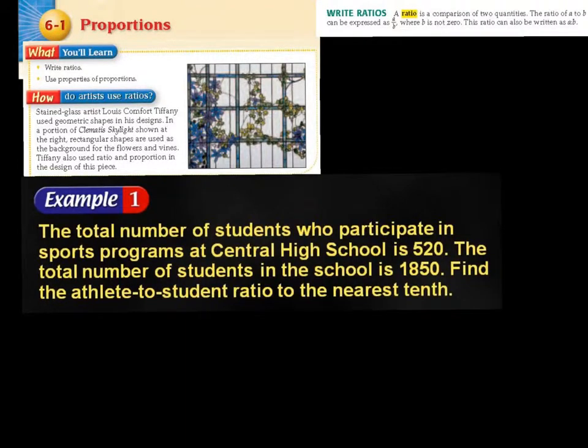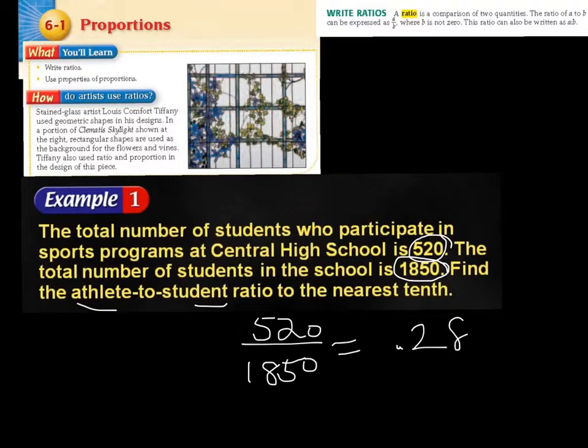The total number of students who participate in sports programs at Central High School is 520. The total number of students in the high school is 1,850. Find the athlete to student ratio to the nearest tenth. Okay, we have 520 athletes to 1,850 total students. When I type that in the calculator, I get 0.28108 and so on. The direction said to round to the nearest tenth, so that would be about 0.3.